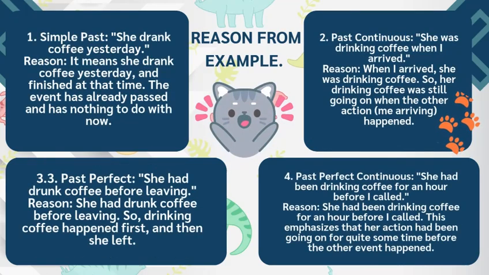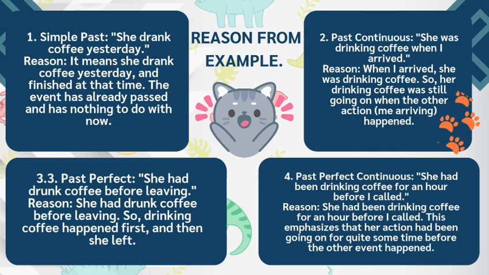Next, reason from past tense example. The first, simple past. Example, she drank coffee yesterday. The reason, it means she drank coffee yesterday and finished at that time. The event has already passed and has nothing to do with now.